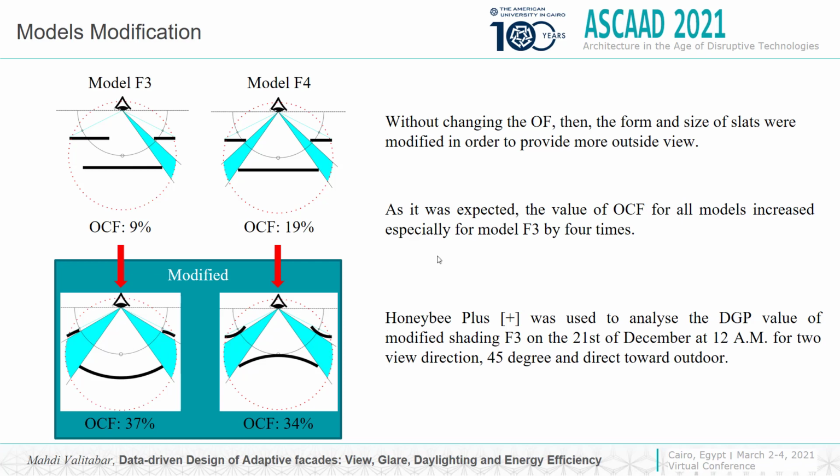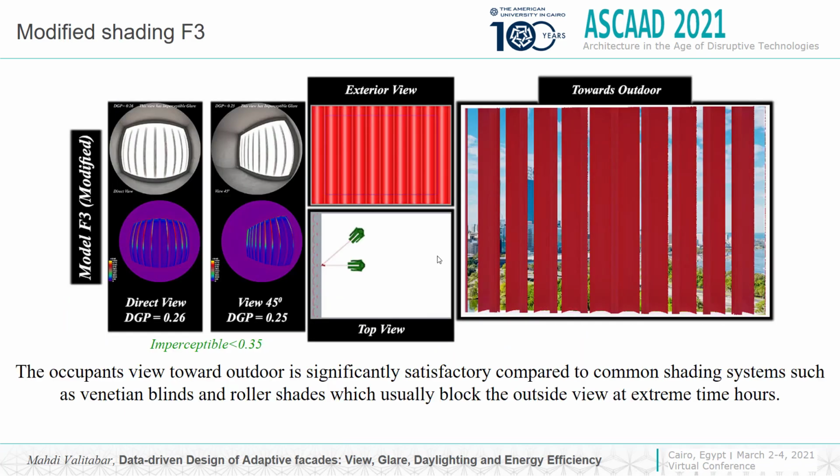Finally, Honeybee Plus was used to analyze the DGP value of modified shading F3 on the 21st of December at 12 a.m. for two view directions, 45 degrees and directly toward outdoor, as an extreme time hour. The figure illustrates the ultimate outcome of this research.